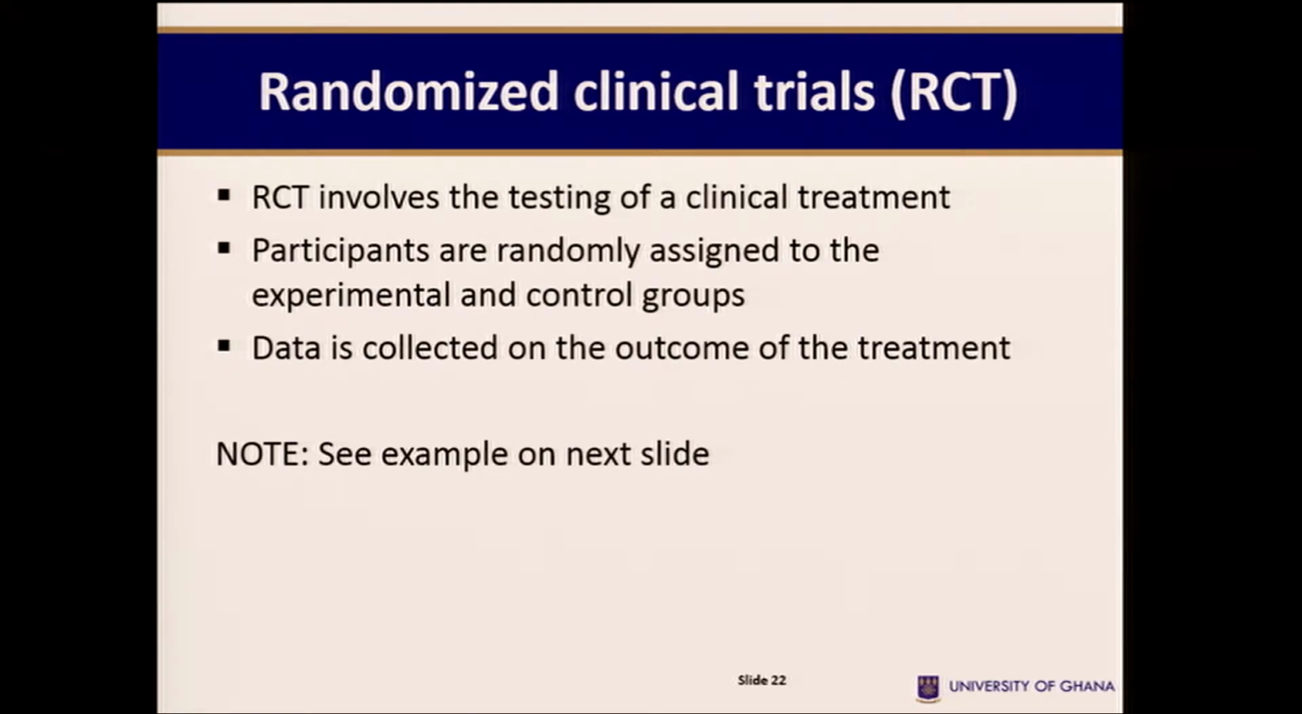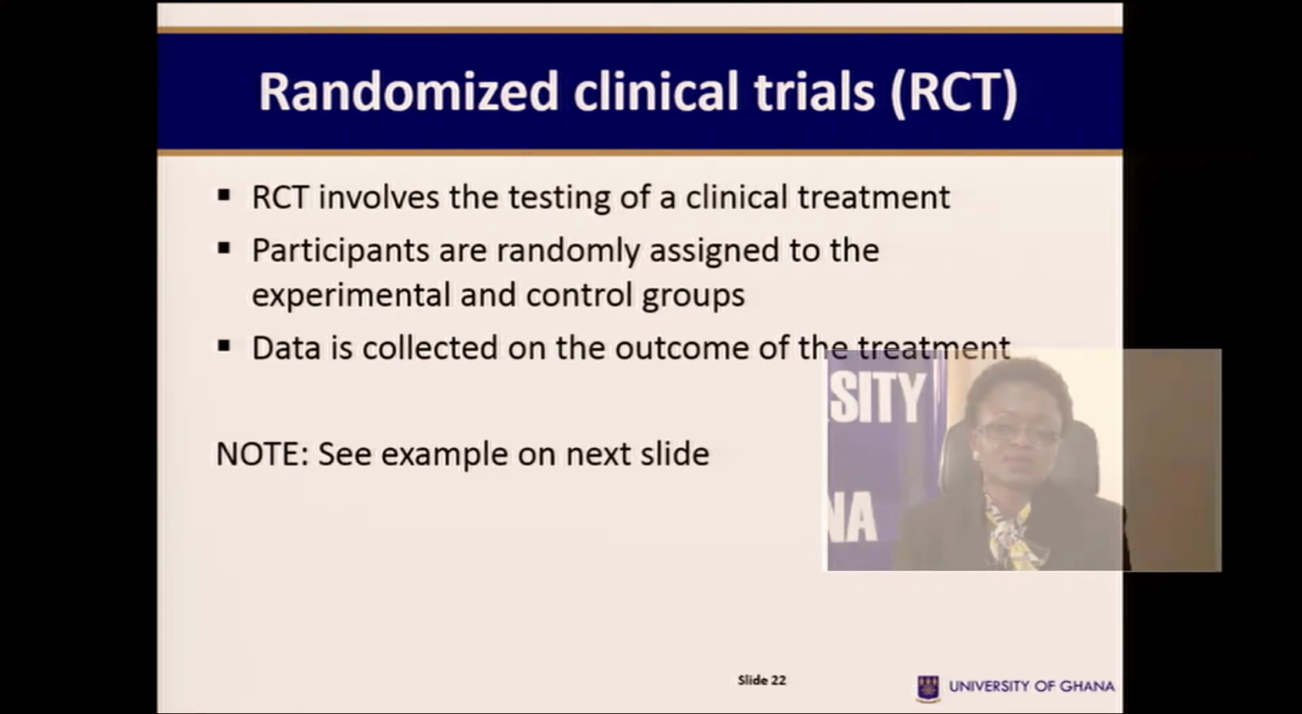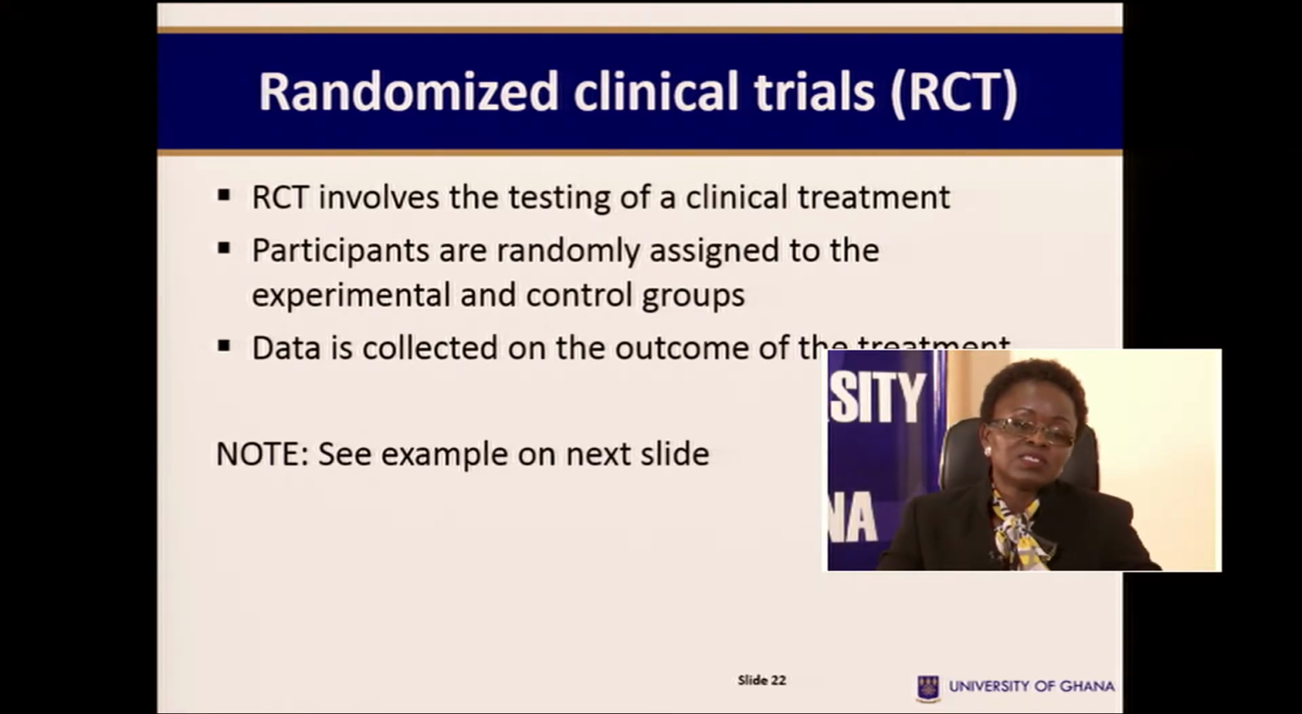Now, randomized control trial or randomized clinical trials. These involve testing a clinical treatment or a clinical situation. This is a design that is often used when they are testing a new drug. And so, again, the participants are randomly assigned to the groups, experimental and control group. One group will be given the treatment, the other will not be given the treatment.